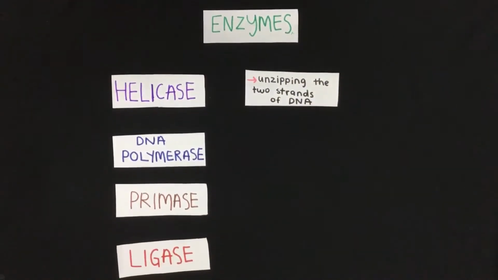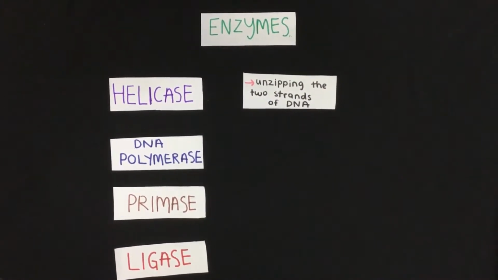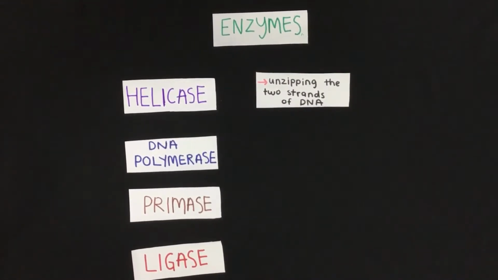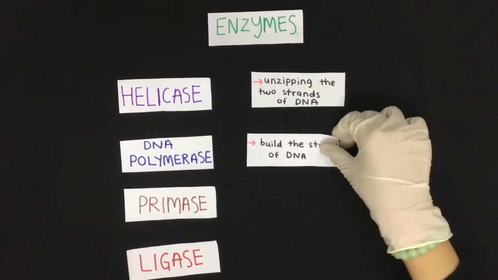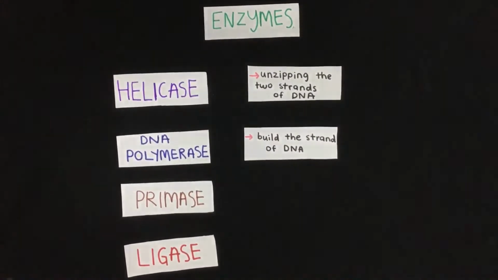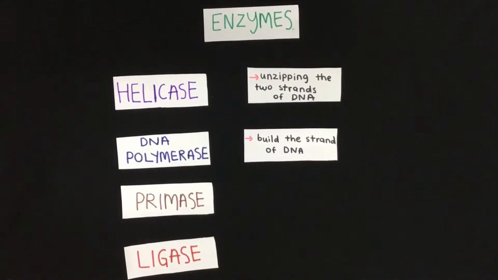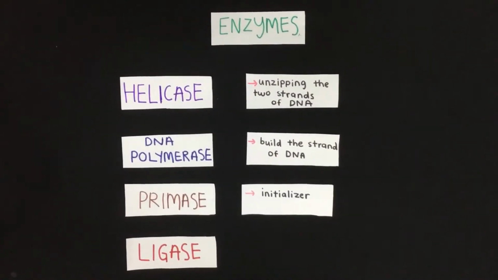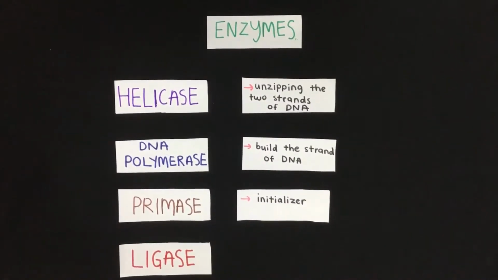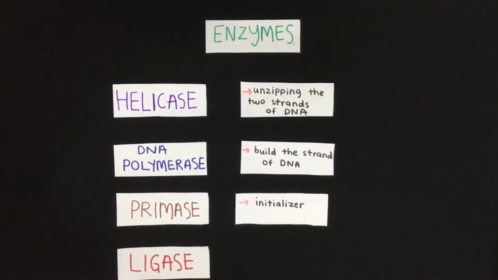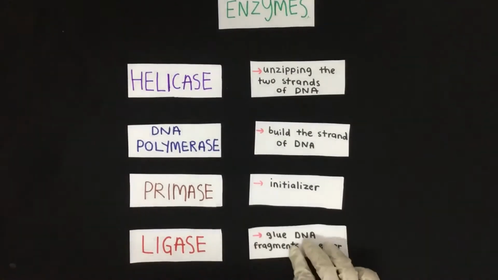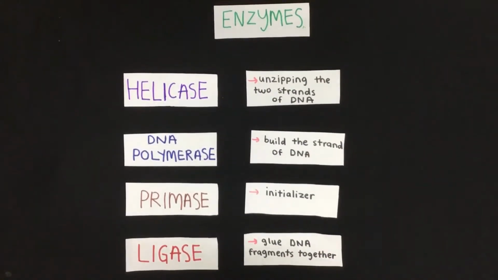Helicase is an unzipping enzyme. If you recall that DNA has 2 strands, you can imagine that helicase will unzip the 2 strands of DNA like a zip. DNA polymerase, the builder. This enzyme replicates DNA molecules to actually build a new strand of DNA. Primase, the initiator. This is because DNA polymerase cannot figure out where to get started. This is why primase is needed. Ligase, the gluer. It helps to glue DNA fragments together.